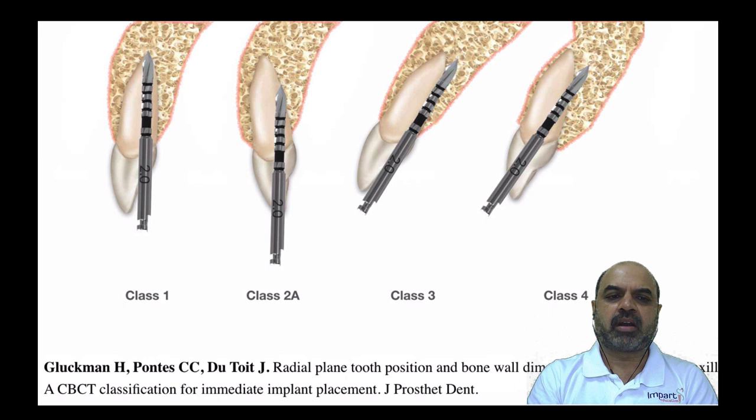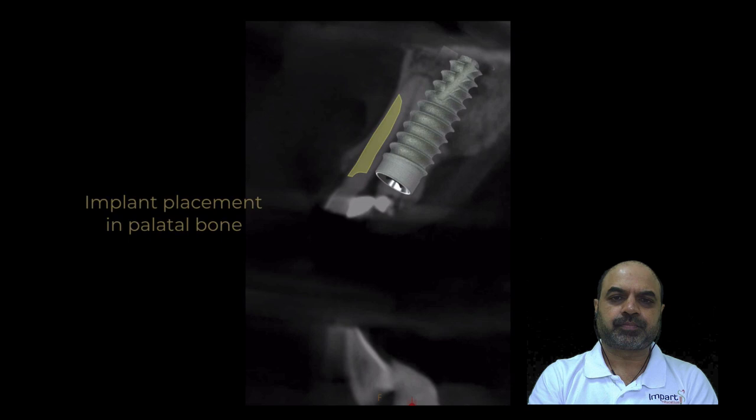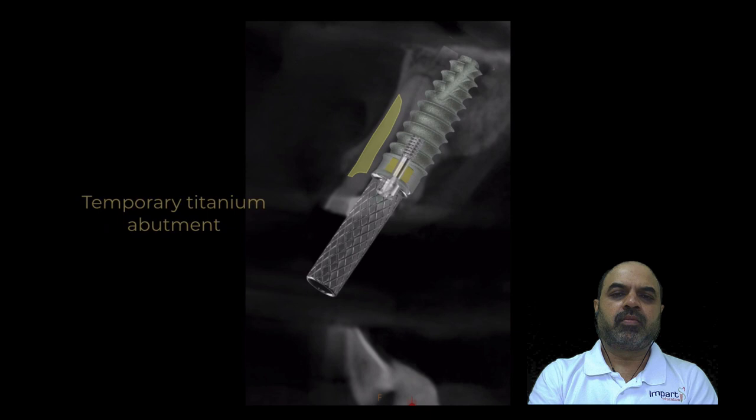Again, this article by Gluckman and Dutua highlights this particular aspect of how the drill needs to be directed into this alveolar bone so that you get your implant in the most perfect trajectory for a final restoration. So once the implant site is prepared in the palatal bone, the implant is then placed into the osteotomy site. And once the implant is placed, the next step is to make a provisional restoration over that implant.